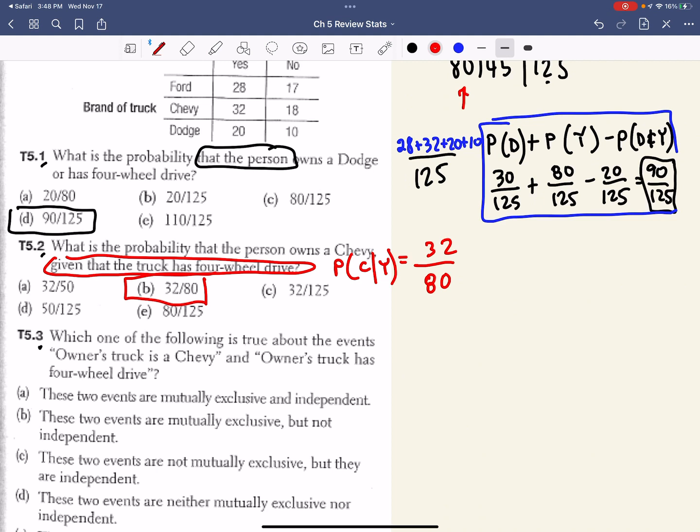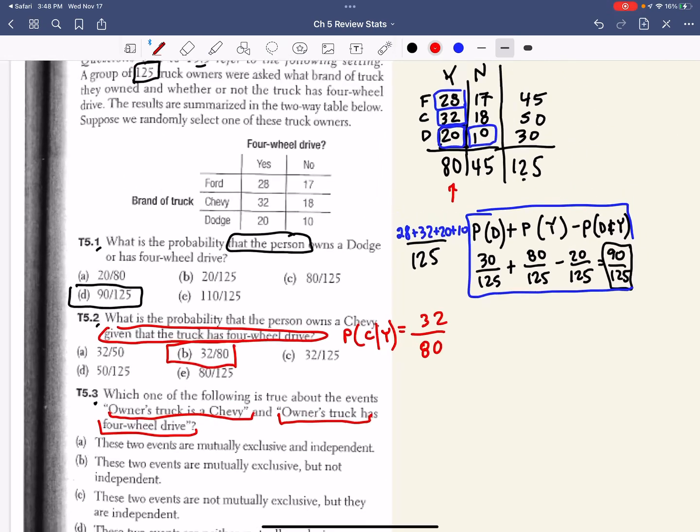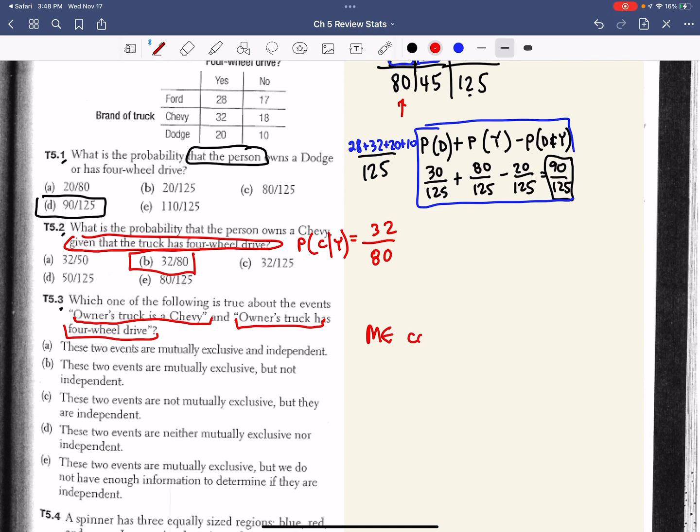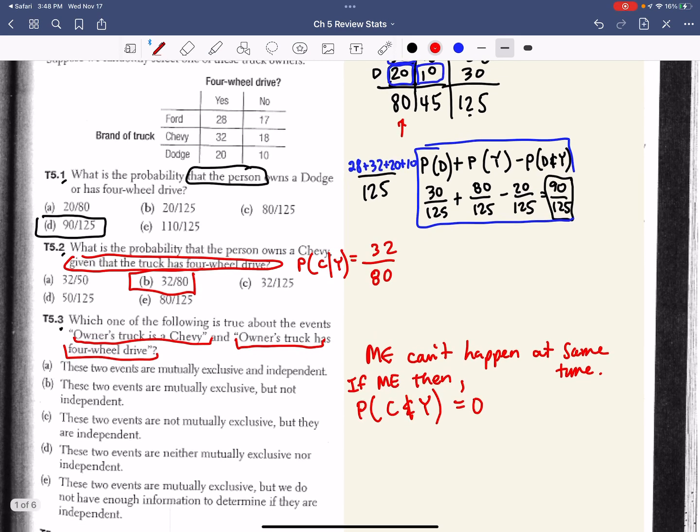All right, question number 3. Which one of the following is true about the events: owner's truck is a Chevy, owner's truck has four-wheel drive? Are these mutually exclusive and are they independent? Mutually exclusive means they can't happen at the same time. So that would be the probability of Chevy and yes, four-wheel drive equals 0. That's if it's mutually exclusive. So what is the probability of Chevy and four-wheel drive?